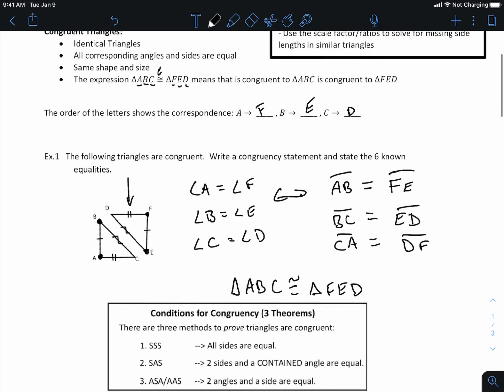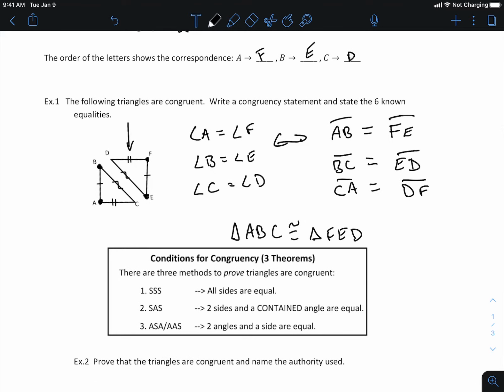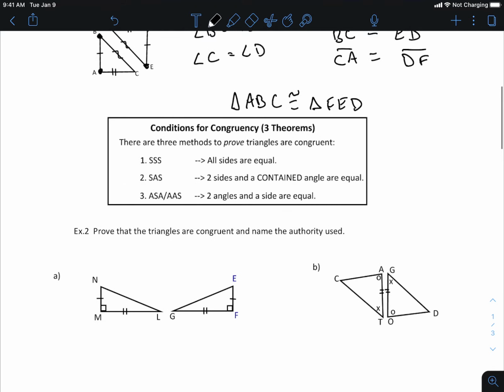Okay, so here are your 3 conditions for congruency though. All the sides are equal relative to each other. Side angle side, 2 sides and a contained angle are equal, and then 2 angles and a side are equal. Okay? Are we okay? Yeah, we're just going to start applying numbers in the second half of this lesson, and that's where I can ask you questions. These would be multiple choice things. Okay?